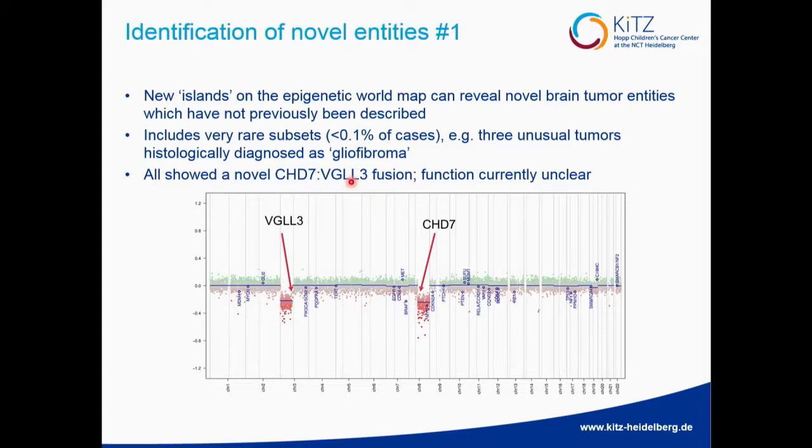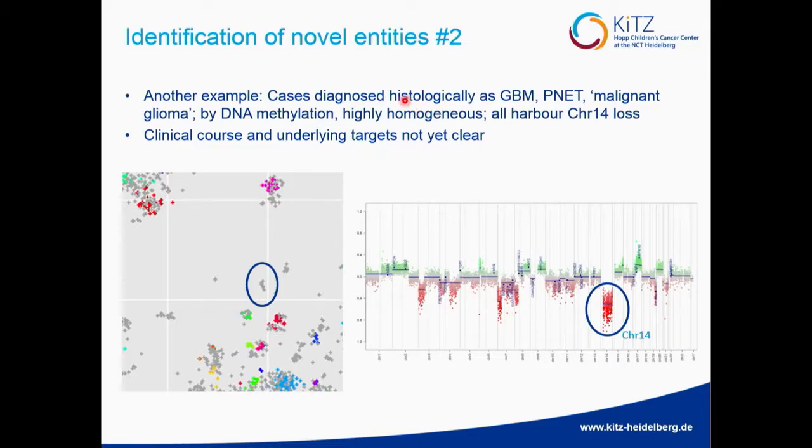Second example is a completely unknown group, which was either called PNET, malignant glioma, glioblastoma. I recently had a patient myself, which was called anaplastic oligoastrocytoma, which you already can tell from the name that it was difficult to diagnose. And consistently, all of these cases have a loss of chromosome 14, which at this stage we don't know what that means, but again indicates that there is a genetic event in this little group of tumors that cluster very tightly together by methylation, and they seem to have some kind of an underlying common genetics.